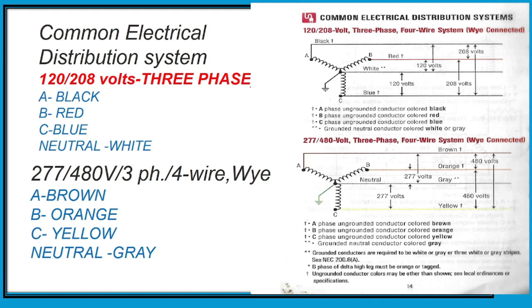And the most common for industrial, 277/480 volts three-phase four-wire system, is brown, orange, yellow. The brown is line 1, the orange is line 2, and the yellow is line 3, and our neutral is gray or green with yellow.